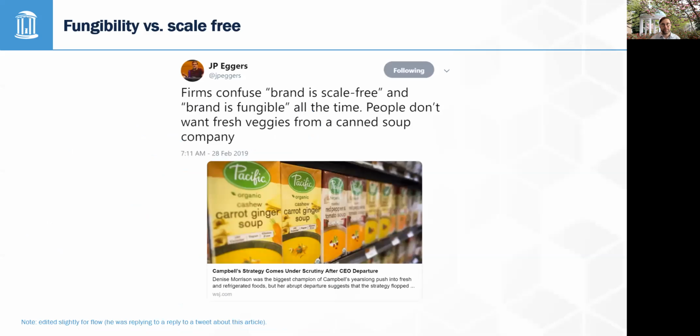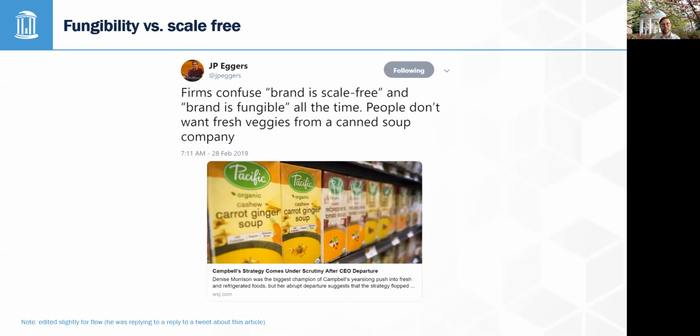I know that these can be easily confused. It actually happens in the real world quite a bit. So one example I like of that is Campbell's, a soup company that tried to get into the fresh vegetable business. The brands that they own are scale-free. There's no physical limit on how many new products that brand can be applied to, but their brands were much less fungible than they expected.